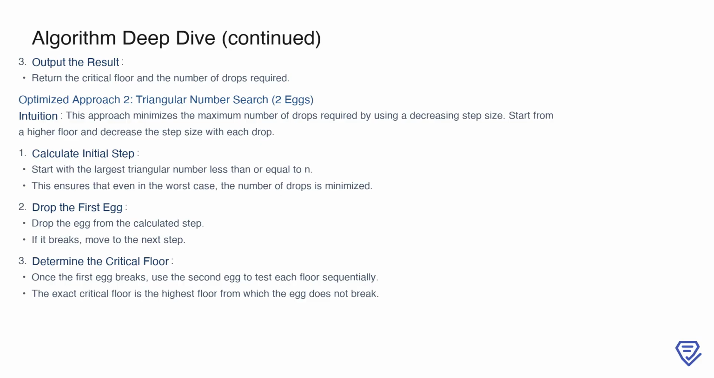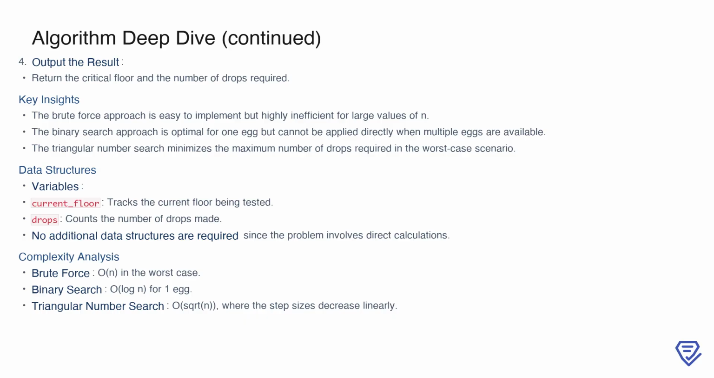You then drop the first egg from this calculated step. If the egg doesn't break, you decrease the step size and continue testing higher floors. However, if the egg breaks, you switch to the second egg and test floors sequentially below the breaking point to find the critical floor. This method strikes a balance between efficiency and accuracy, reducing the total number of drops required. After identifying the critical floor using the triangular number search, the result is returned, including both the floor number and the total number of drops.